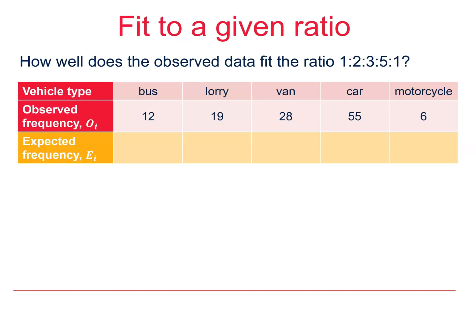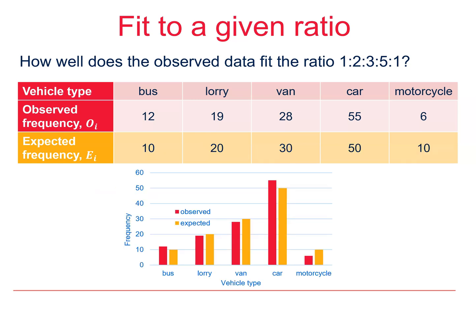Let's see what the data would look like if it did fit the ratio exactly. The total number of vehicles is 120. The sum of the ratio portions is 12, so divide 120 by 12 to get 10 vehicles per ratio portion. So that's 10 for the bus, 20 for the lorry, 30 for the van, and so on. We can compare the two sets of frequencies informally using a graph, but the chi-squared test will give us a measure of how similar they are.